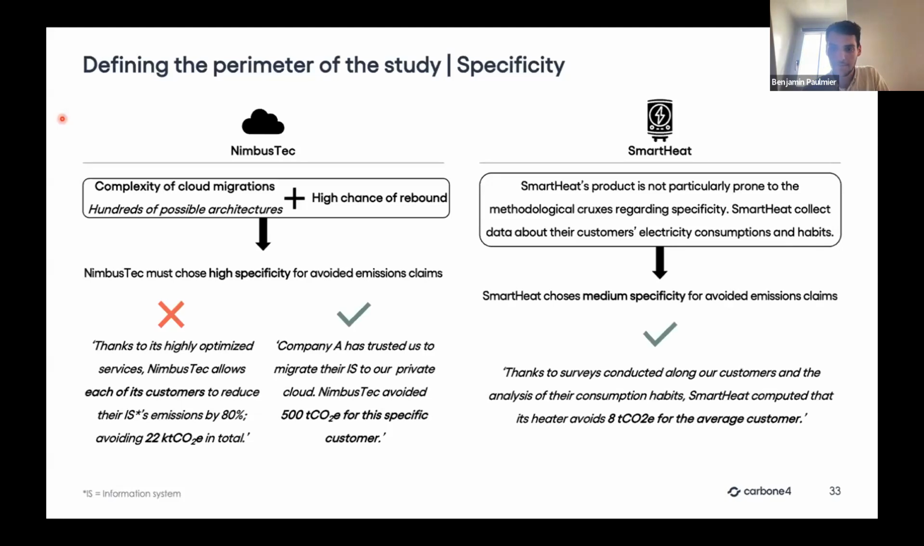And the interesting thing is, because of the connected nature of their solution, they can also collect some real data on their customers' electricity consumptions and habits, which is going to come in handy when computing the emissions of the solution scenario.